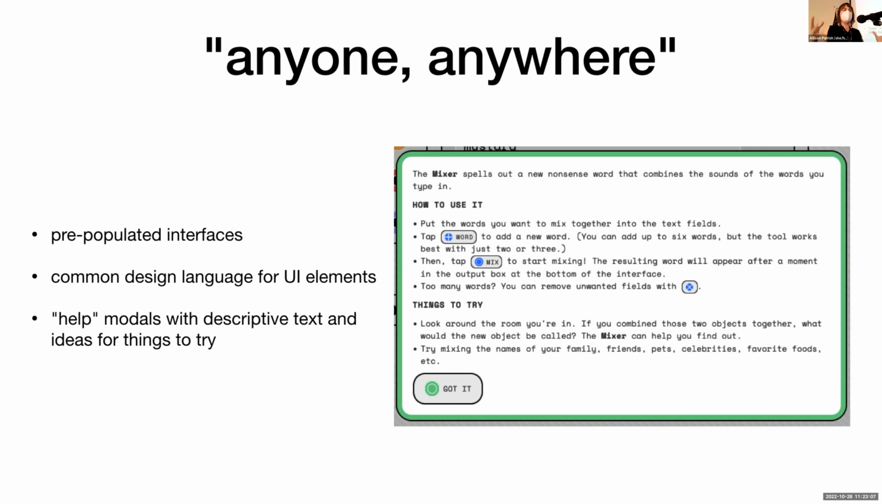But both nonsense words and machine learning are pretty esoteric subjects, so we knew that we had to find strategies for welcoming folks in. So some of our strategies: first of all, the interfaces in the laboratory are pre-populated with example input, or have preset examples that the user can select. Each interface shares a common design language that helps to communicate to users how and where they can interact. And each interface also has a help dialog that pops up that describes in plain language the function of the interface in more detail and gives the user some things to try.